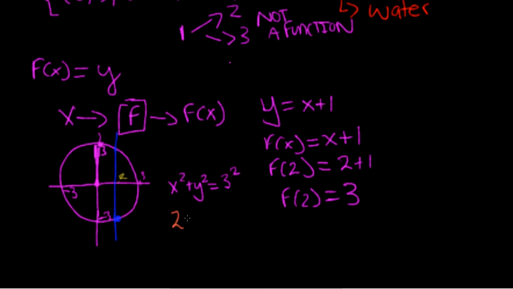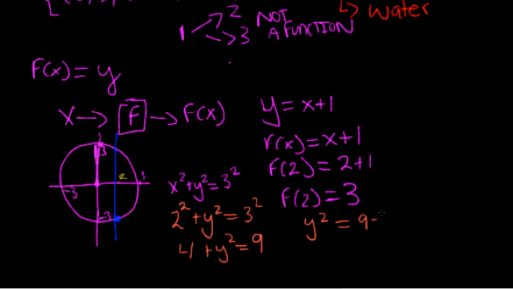So we'll just substitute 2. So 2 squared plus y squared, because we're trying to find what our y is, because we're trying to solve for our output, is equal to 3 squared. So 2 squared is equal to 4, plus y squared is equal to 9, right? We'll continue this. So y squared is equal to 9 minus 4. y squared is equal to 5. y is equal to the positive and negative square root of 5.